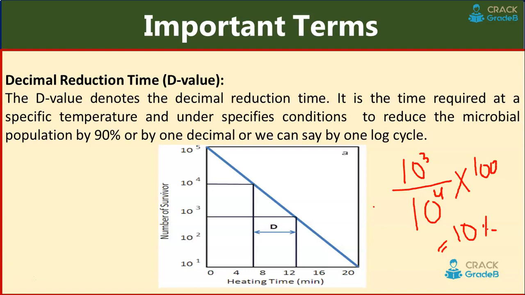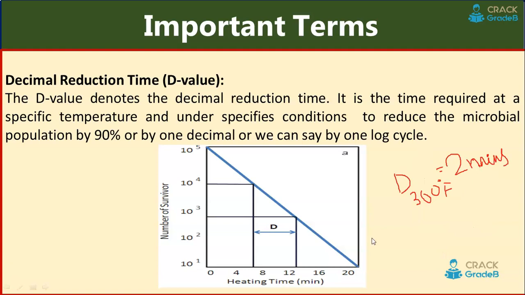Okay, so 10 to the power 3 is 10% of 10 to the power 4. So we can say that only 10% of the microorganism is present in the medium. When referring to D value, it is proper to give the temperature as a subscript to the D, because D value for different temperatures will be different.